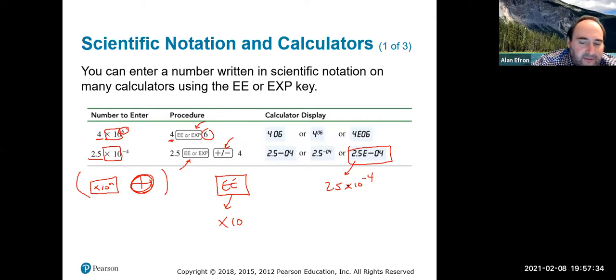When you get an answer in your calculator and you need to write it, you should write it like this. You shouldn't write it like 2.5 e minus 4. That's really not the right way to write scientific notation when you're writing it as an answer to a question. You should always write it in proper scientific notation, but your calculator will give it to you with that e. Any questions on that there?